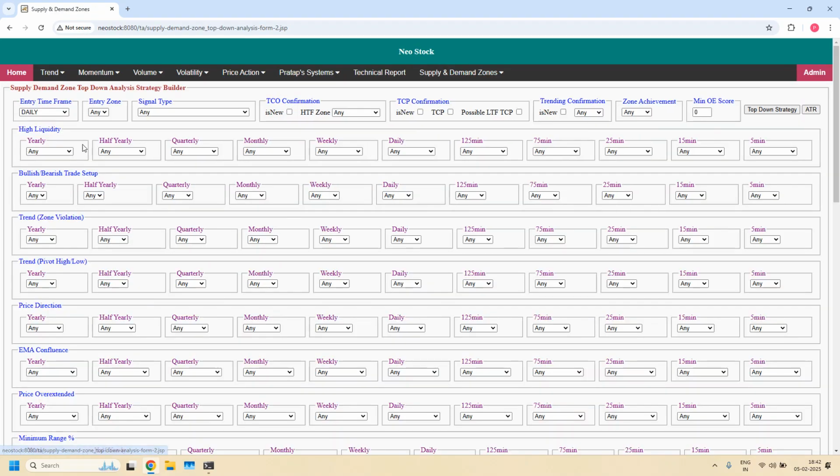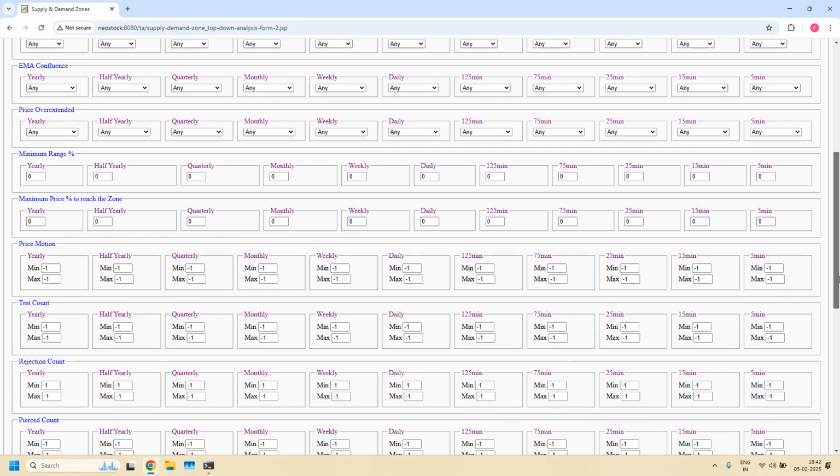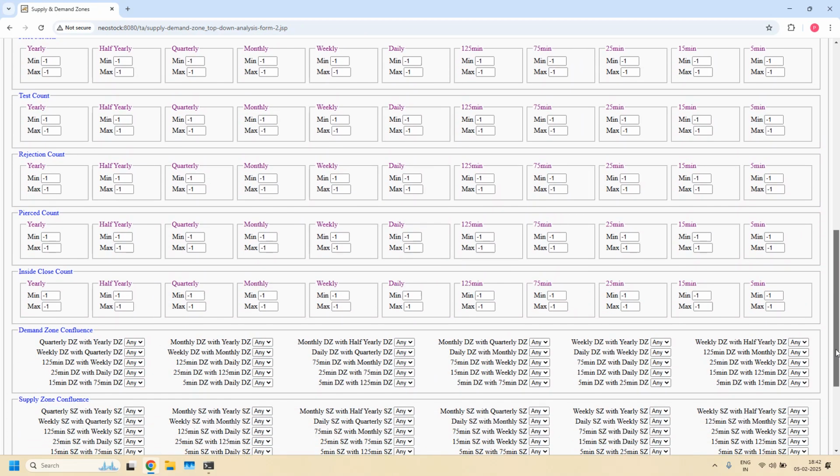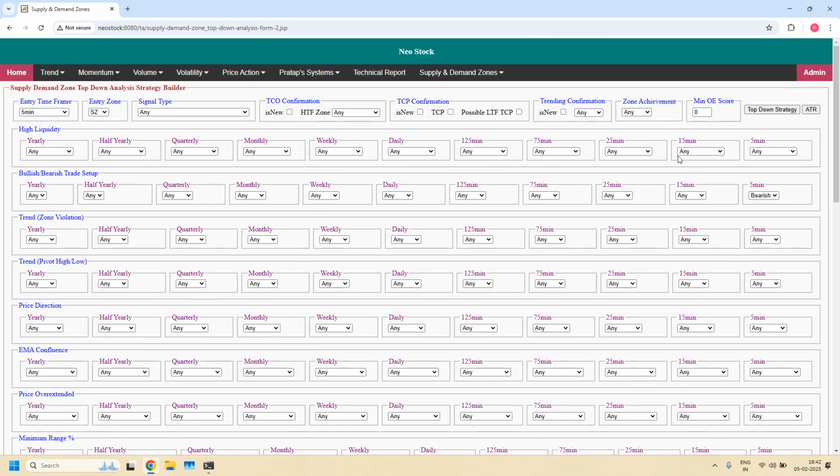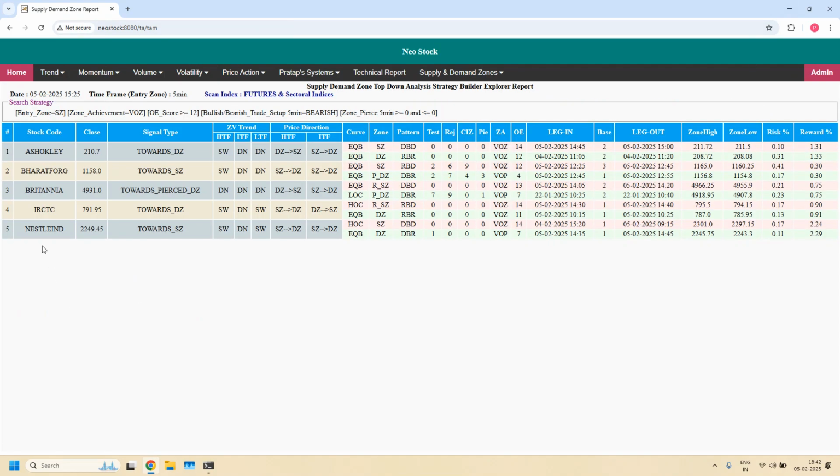Next, bearish trade setup, hourly income trade, entry time frame 5 minutes, entry zone is supply zone. In bullish or bearish trade setup at 5 minutes time frame, I am selecting bearish, and the 5 minute supply zone should not be pierced. So in the pierced count at 5 minutes time frame, I am setting minimum value 0, maximum value 0. Zone achievement VOZ, minimum odd enhancer score 12. All 3 filters are applied to the 5 minute supply zone. Now let's filter the stocks. We got 5 stocks. These 5 stocks are supporting bearish trade setup for hourly income trade.